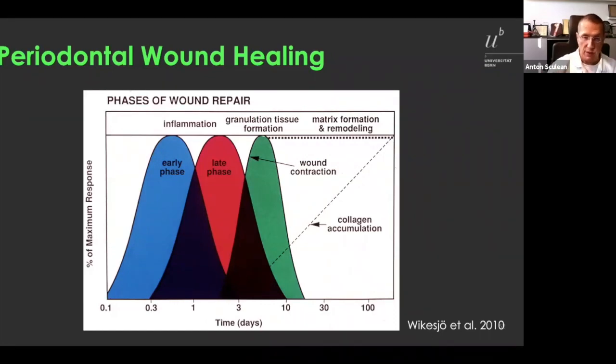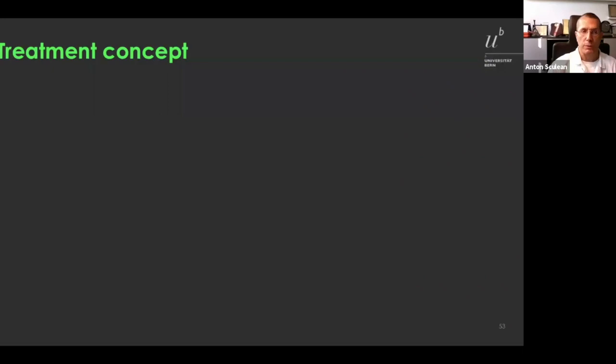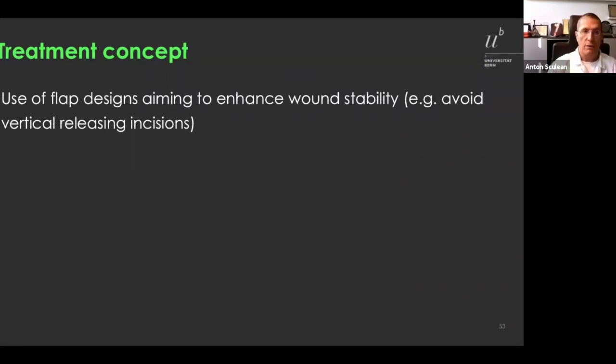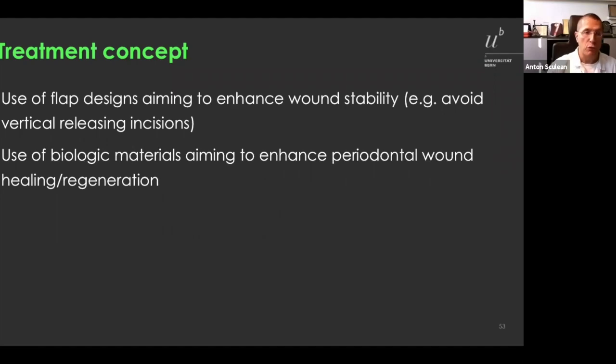And we aim with our surgery, with our surgical technique, with our regenerative material, with our connective tissue graft or collagen matrices to improve and help the body to heal during this first phase of healing. So what is now the treatment concept? We would like to use flap designs that aim to enhance wound stability by avoiding vertical releasing incisions as much as possible. Of course, I would like to use some biologic materials that have a potential to enhance periodontal wound healing and regeneration.